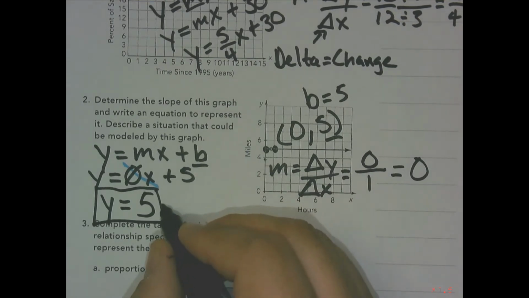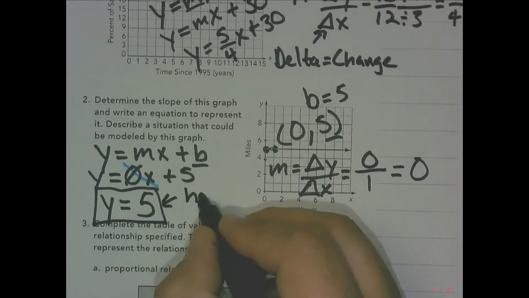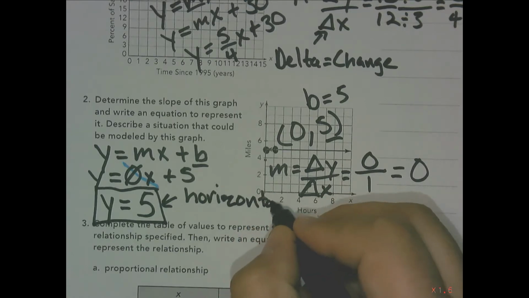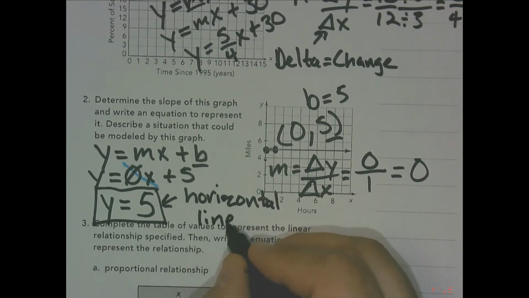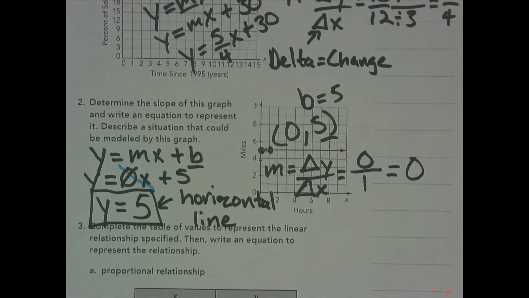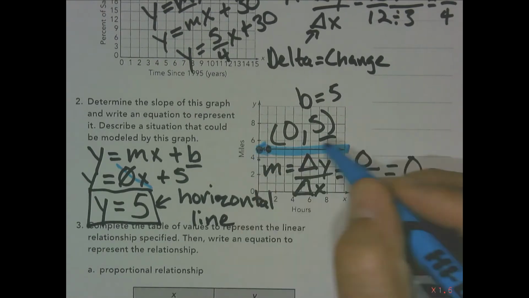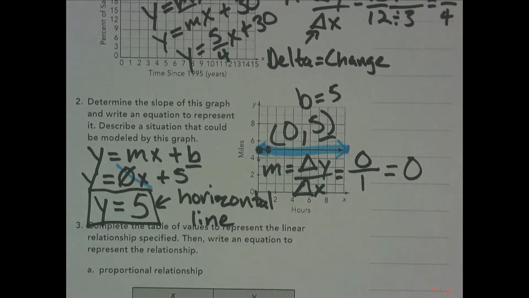Now you don't know this, but all horizontal lines look like this: y equals whatever the y-intercept is. Okay? So if you have a horizontal line, you really just need to figure out where it crosses the y-axis and then say y equals whatever the y-intercept is. Okay?